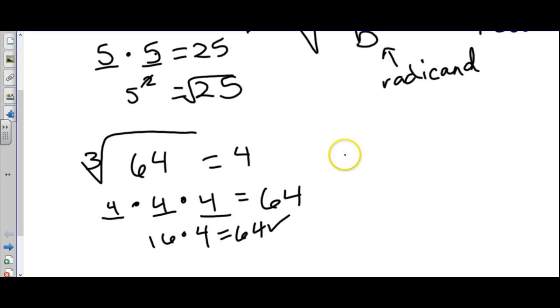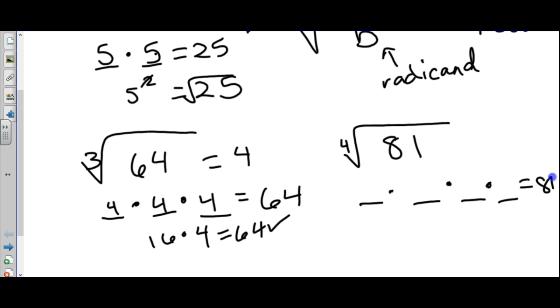What if I get a little bit bigger? Let's say we're doing fourth root of 81. So fourth root is saying what number multiplied by itself 4 times equals 81. Again, you could go through the process and say, okay, well, what's 2 times 2 times 2 times 2? That wouldn't work out, so we would try 3 times 3 times 3 times 3. That does work out, so the fourth root of 81 is 3.